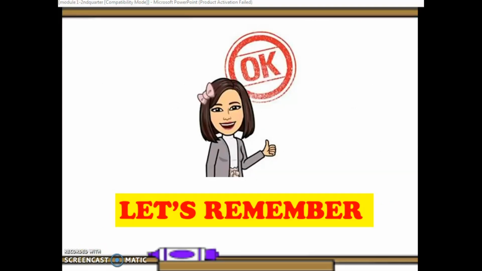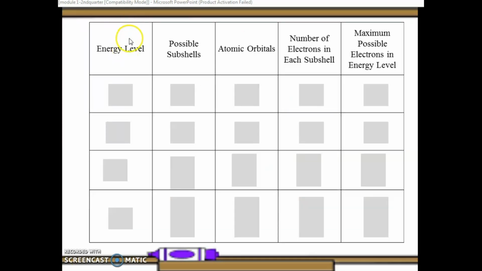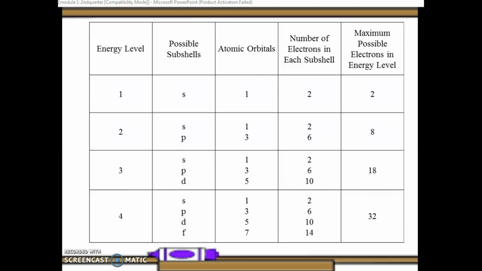To gain more understanding about the lesson, let's fill in the needed information in the table. So we have here the first column, the energy level, next possible subshells, third column, the atomic orbitals, fourth, the number of electrons in each subshell, and last, the maximum possible electrons in the energy level. The table shows the relationship between n, the principal quantum number, the number of orbitals, and the maximum number of electrons in the principal energy level.